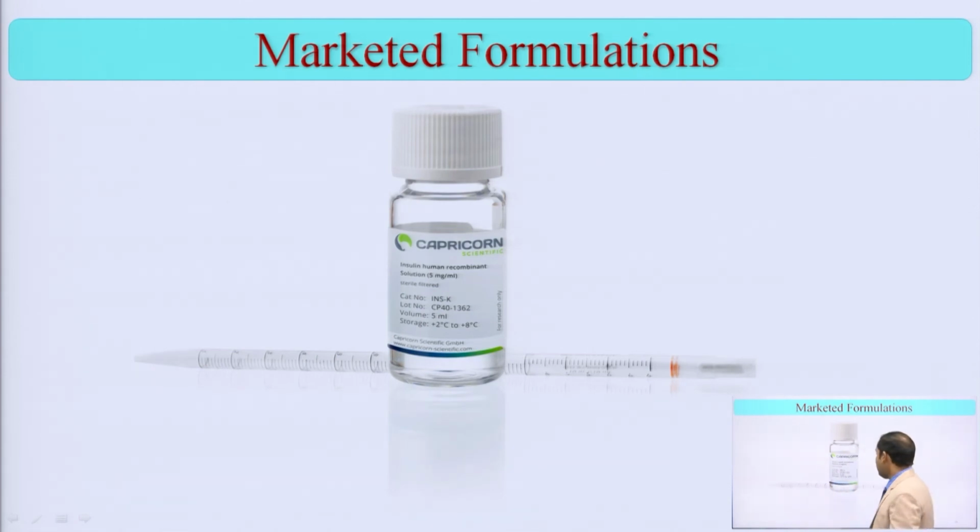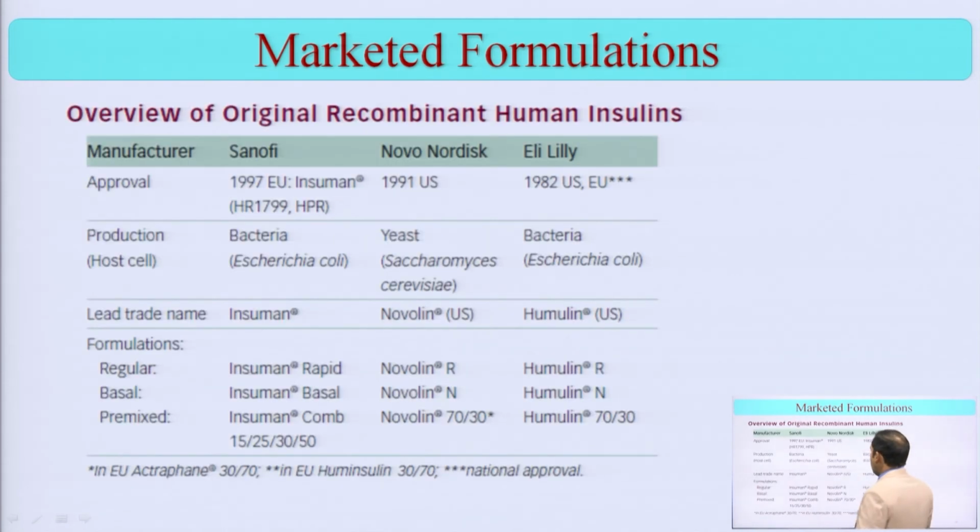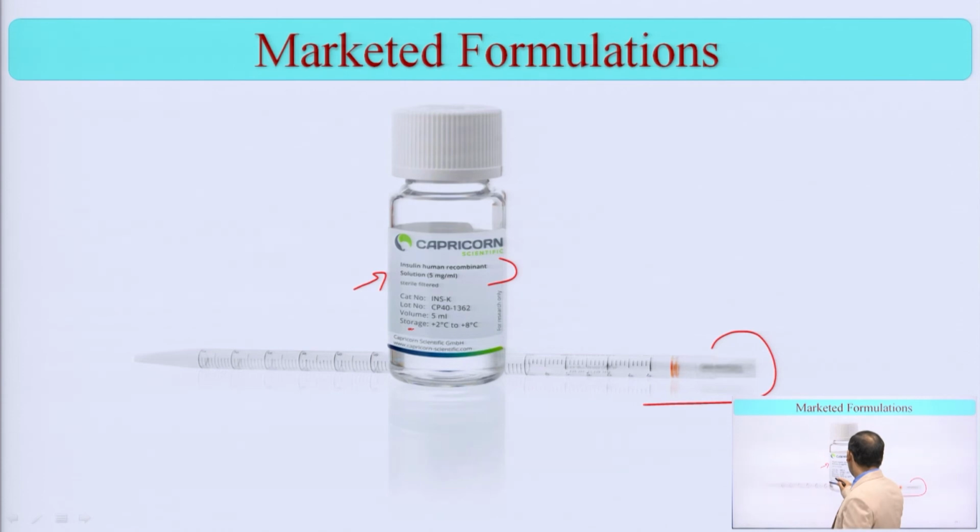Another example I have here is this pen, from Capricorn Scientific Pharmaceutical Company. They also have human recombinant insulin, and they have mentioned the storage. You can see you have to store these at a very low temperature, because these are proteins. At high temperature, as all of you are aware, proteins will degrade, there will be denaturation and other problems. So, the protein will not be able to sustain in a good condition.